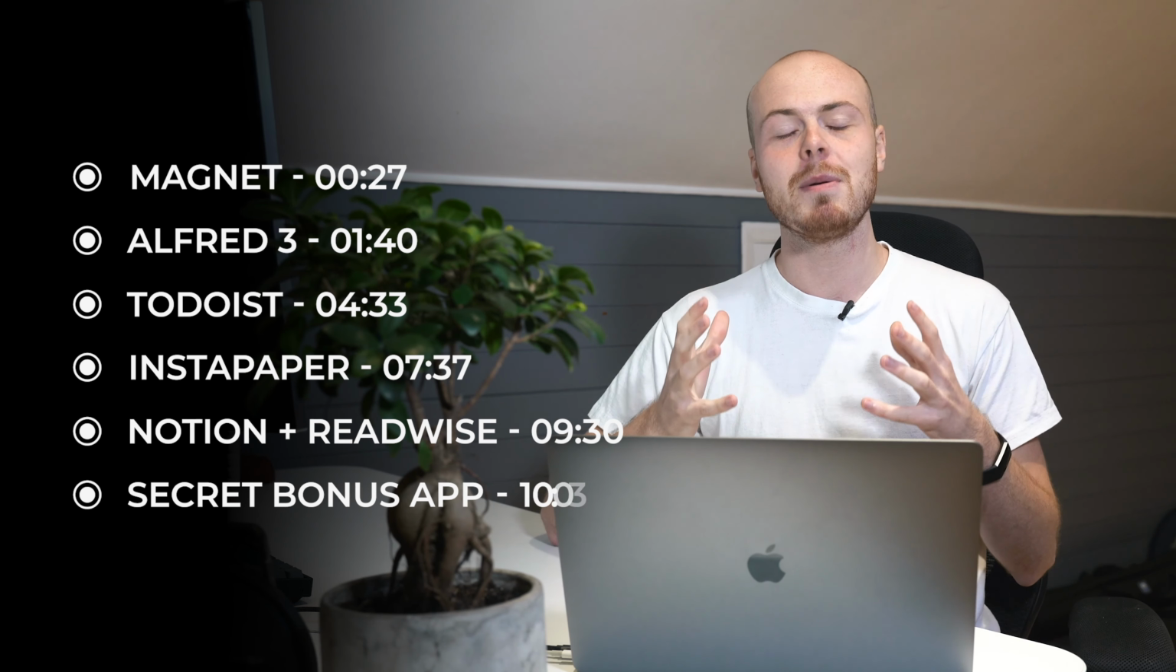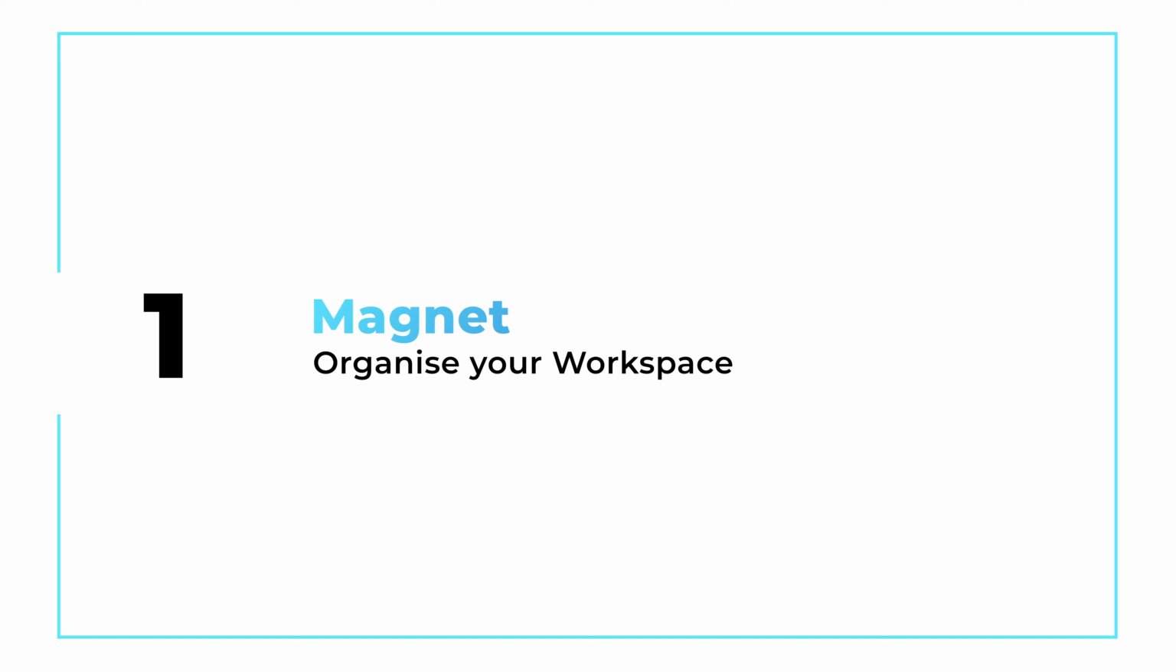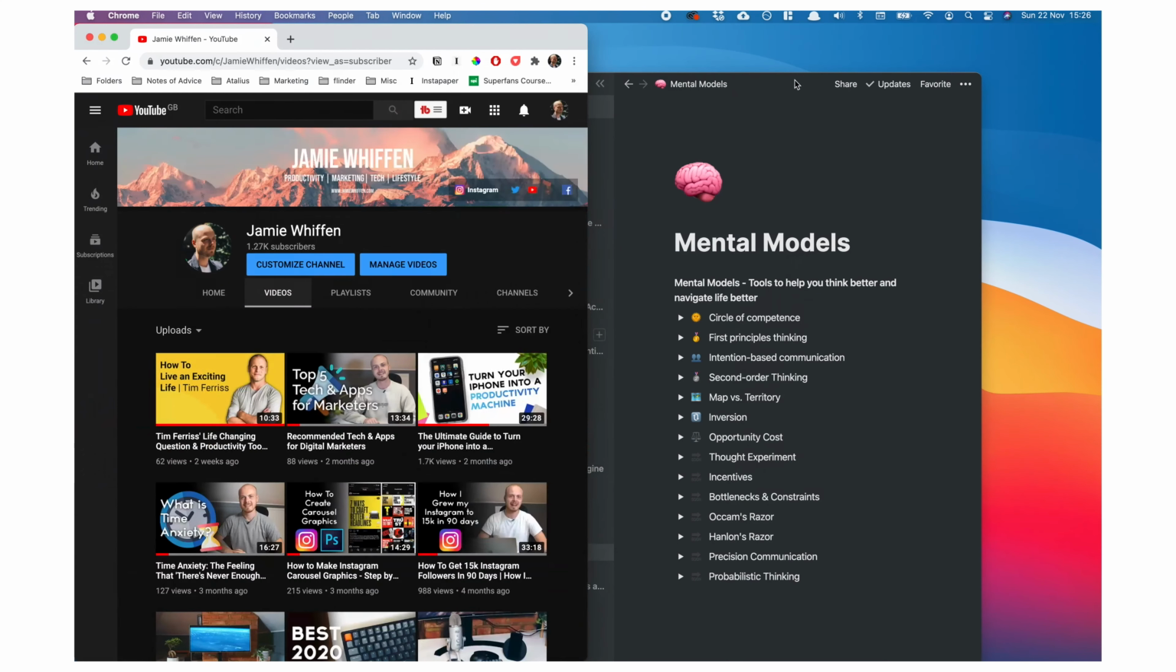And in this video, I'm going to be breaking down my favorite productivity apps. So let's get started with the first one. So the first app I want to talk to you about is called Magnet. Now, Magnet is a tool that is very useful for organizing windows.